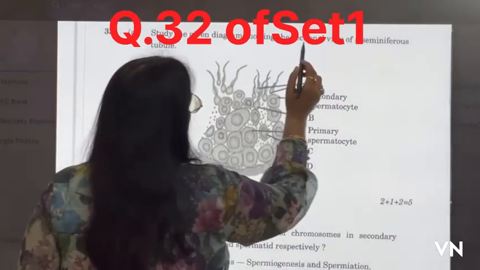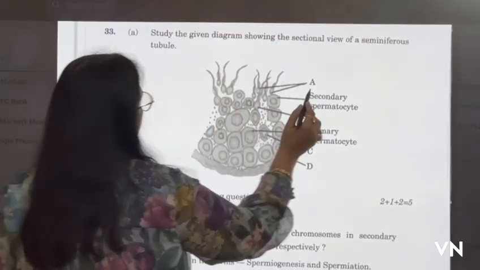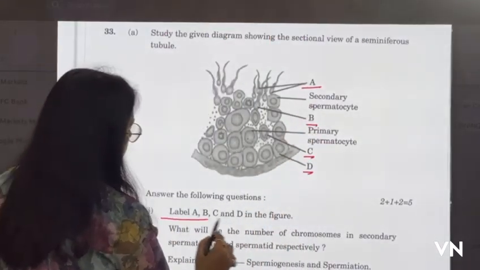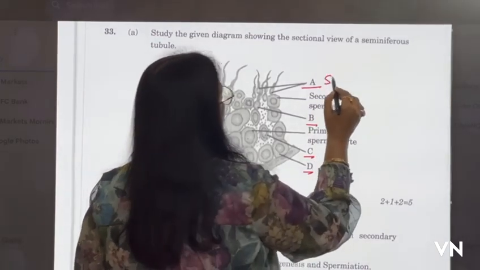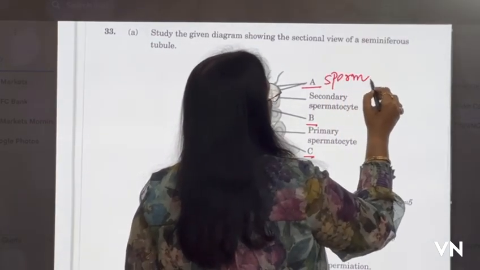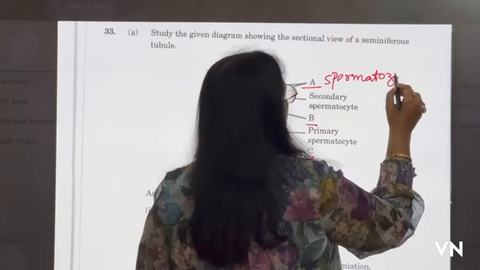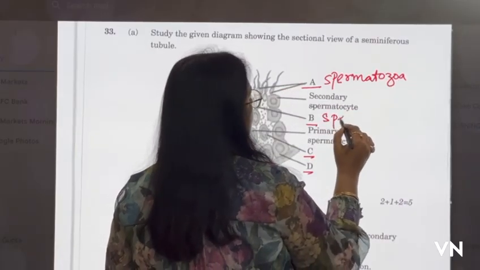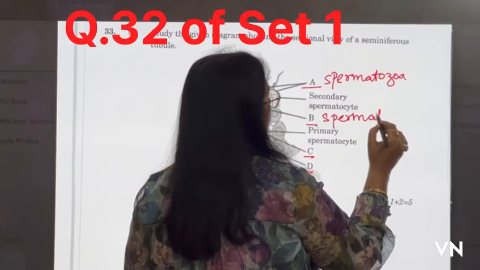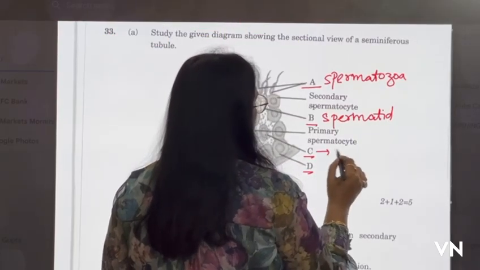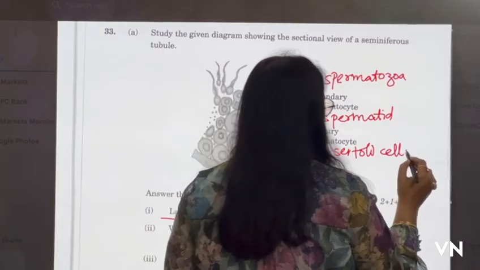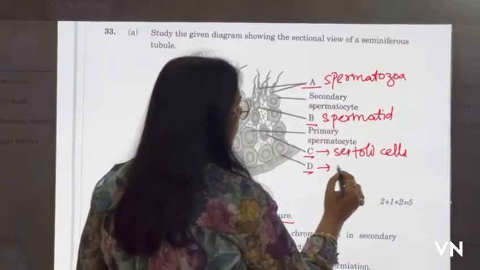Study the given diagram showing the sectional view of a seminiferous tubule A, B, C, D. Label A, B, C and D in the figure. A is spermatozoa. B is spermatid. C is Sertoli cells. And D are spermatogonium.